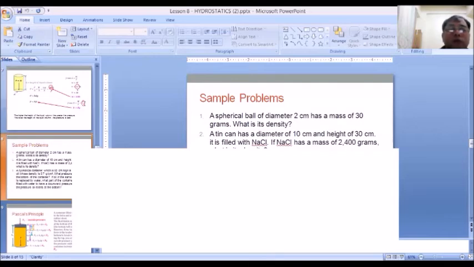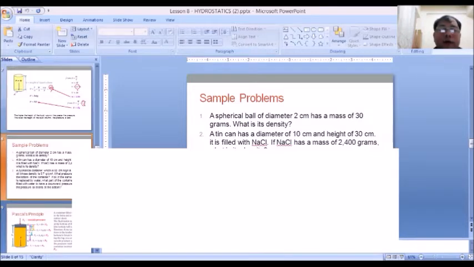Okay, we start with number 2. Number 2 is a tin can that has a diameter of 10 centimeter and a height of 30 centimeter. It is filled with sodium chloride, NaCl. If NaCl has a mass of 2,400 grams, or in kilogram, that's 2.4 kilograms, we will find the density. I think what we are looking for here is the density of the NaCl or sodium chloride.